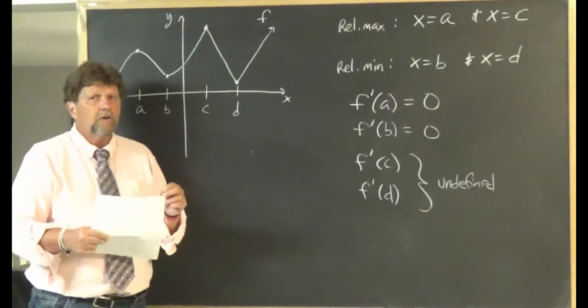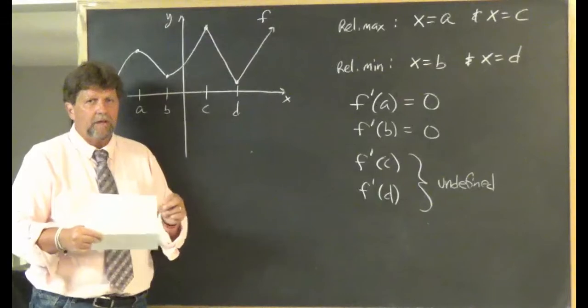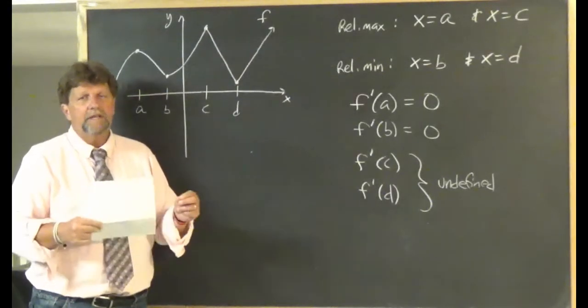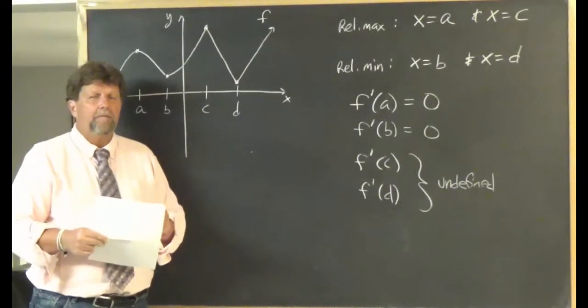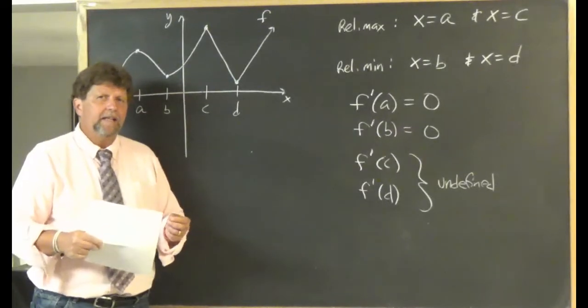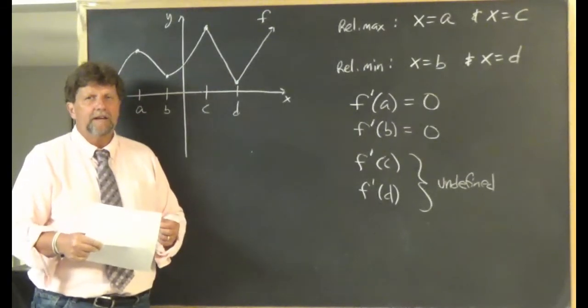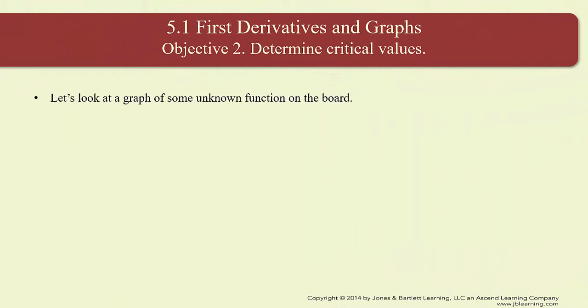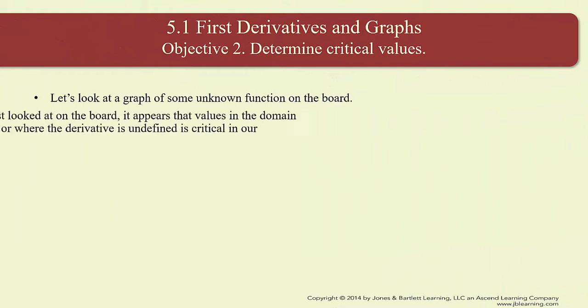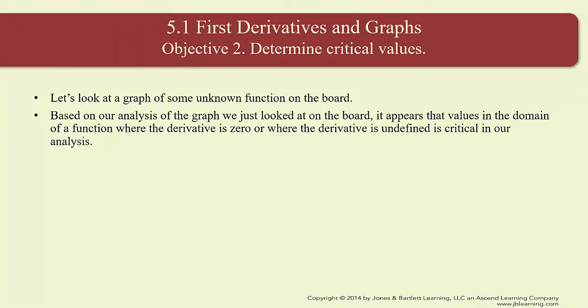And because this is so critical to our study of what's going to happen here in this section and in chapter 5, let's head on back to the slides and let's formally write this down as a definition. All right, folks, based on our analysis of the graph we just looked at on the board, it appears that values in the domain of a function where the derivative is 0 or where the derivative is undefined are critical in our analysis.